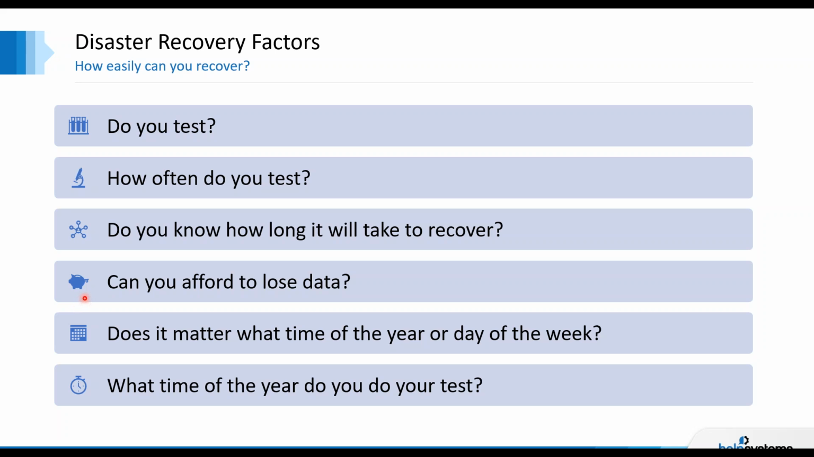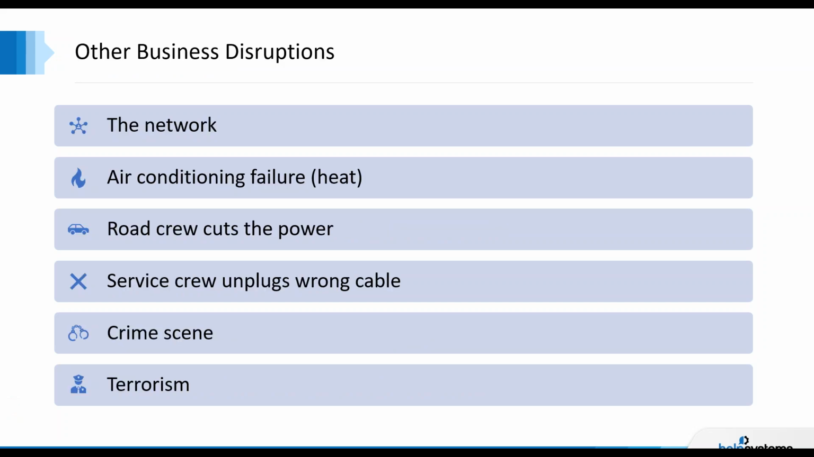Can you afford to lose some business data? That's the recovery point objective, and thinking about, okay, if we do have this transition period and we lose some data, how can we recover that, and how are we going to do that? Does it matter what time of the year, day of the week, or time of day that you have a failure? Is your disaster recovery planning taking that into account? And what time of year do you run your tests? You should be doing a full HA recovery test at least once a year, and you should plan for that in your budget. That's a big problem for people too.